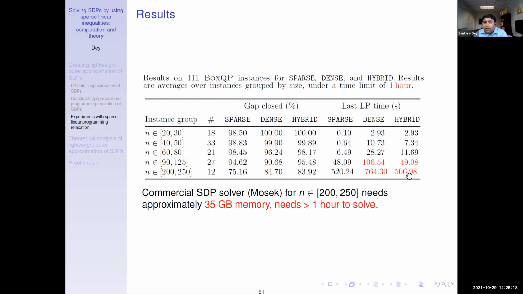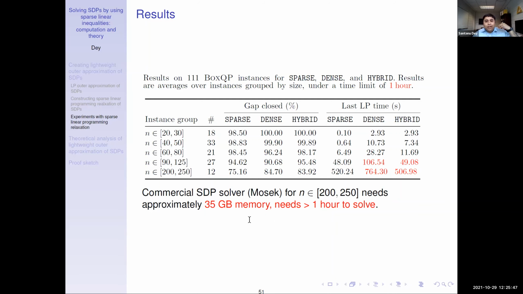The experiment is run for 1 hour, but these are the solve times for the last LP that we have, with all the cuts. And you see that this is about 500 seconds. And just to contrast this, if you actually had to solve this with Mosek, and again, I'm not an expert in SDPs and interior point methods and ADMM and other methods to solve SDP. So there are certainly other methods to solve this problem.